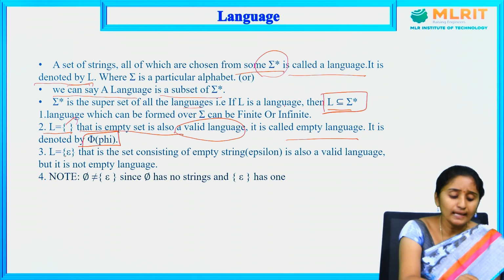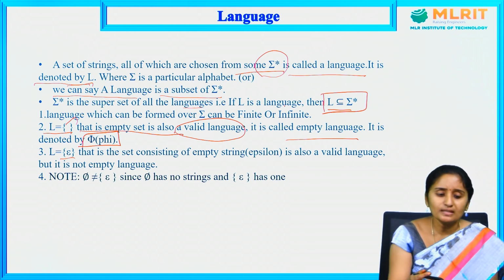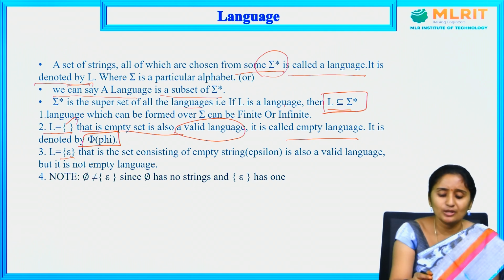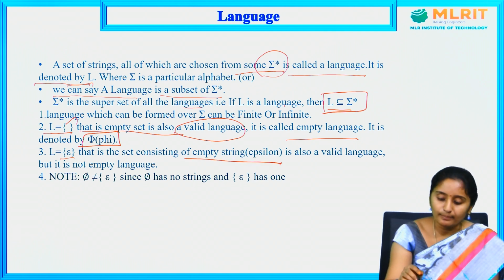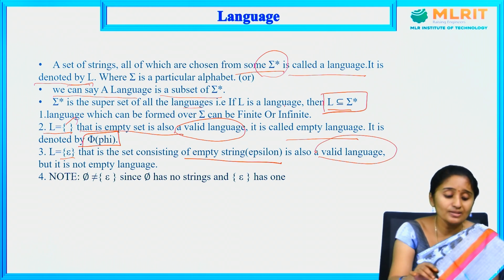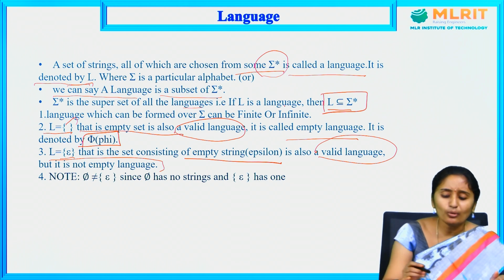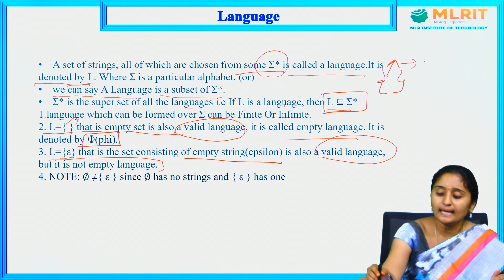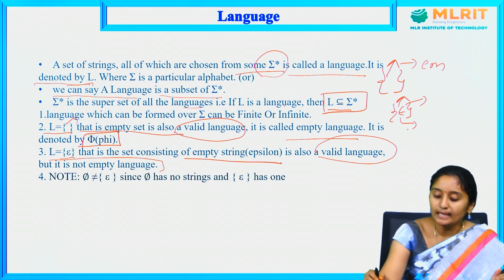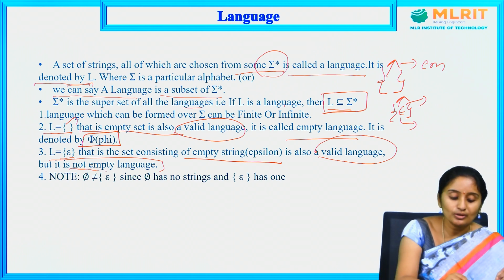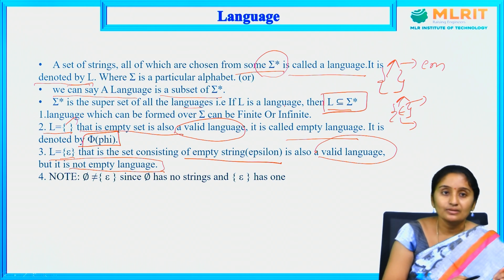The next one is L equal to epsilon. Something is present in the brackets, and that something here is epsilon. So it represents an empty string, and it is also a valid language, but it is not an empty language. In the previous one, phi, we have only empty brackets, which shows an empty language. But here something is present in the brackets, so that is why I am not going to call it an empty language.